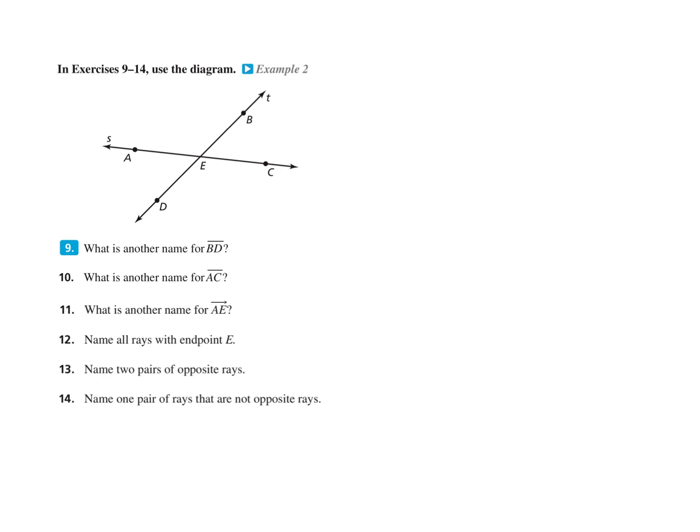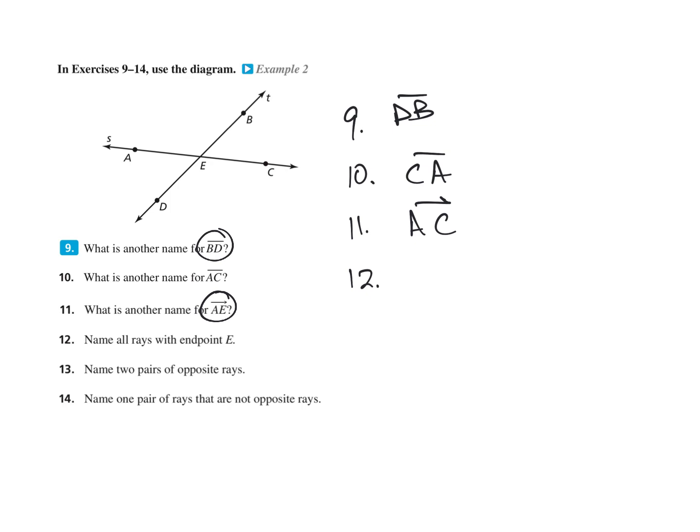Number 9, what is another name for BD? This is a segment, BD. Another name would be DB. Number 10, what is another name for AC? It's a segment, AC. So you would say CA. Don't use E, because C and A have to be the endpoints. Number 11, what is another name for ray AE? Well, ray AC, because E is in AC, okay?